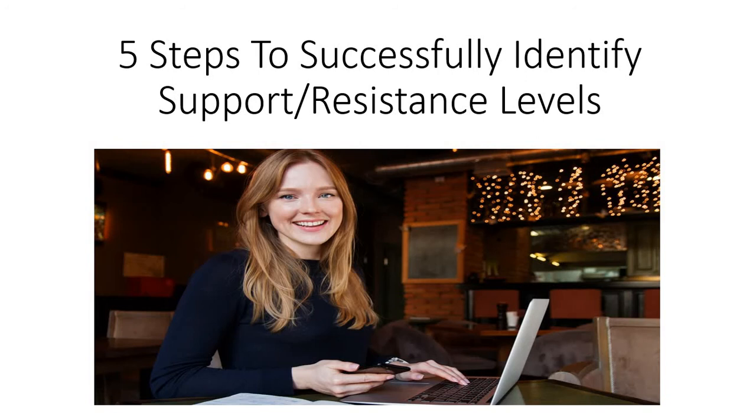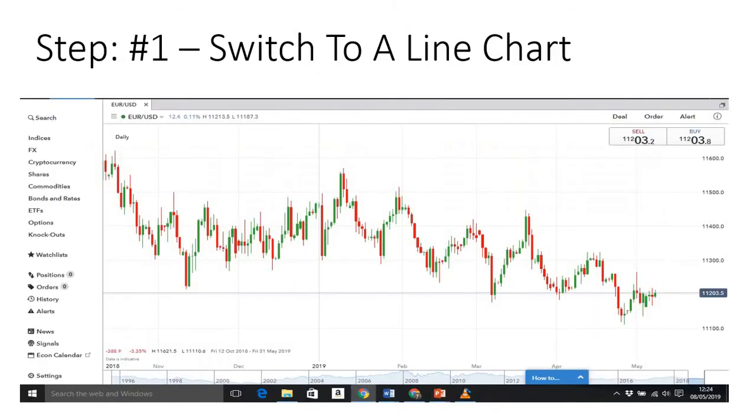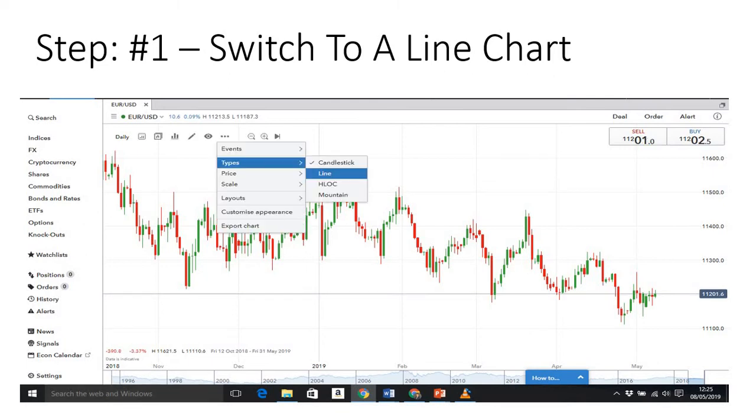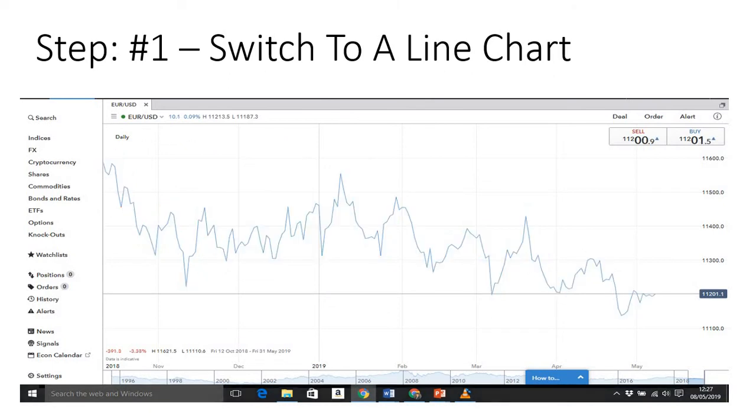So number 1 is to switch to a line chart. Now this is going to make your charts a lot clearer. The majority of trading platforms have the functionality to switch between several different types of charts. Personally, I use IG and the drop down to change it is located here at the top. Now once you've changed your chart, it's going to look something like this.